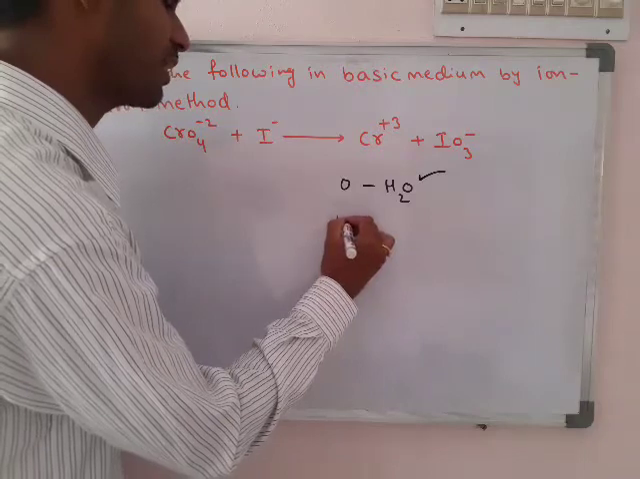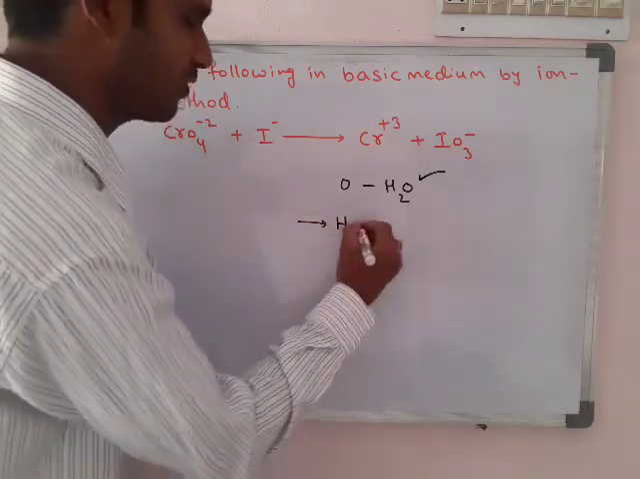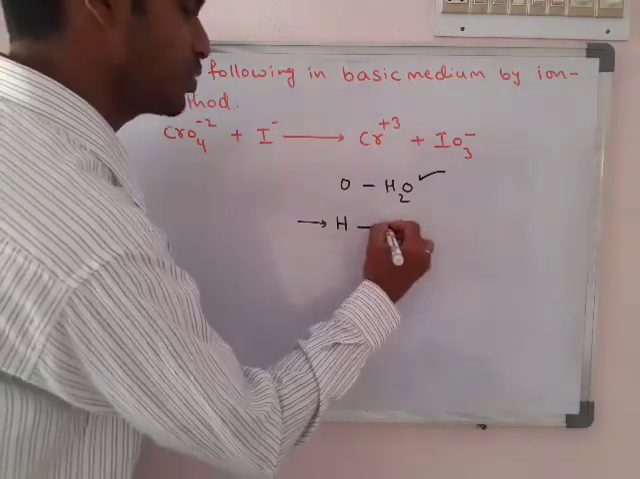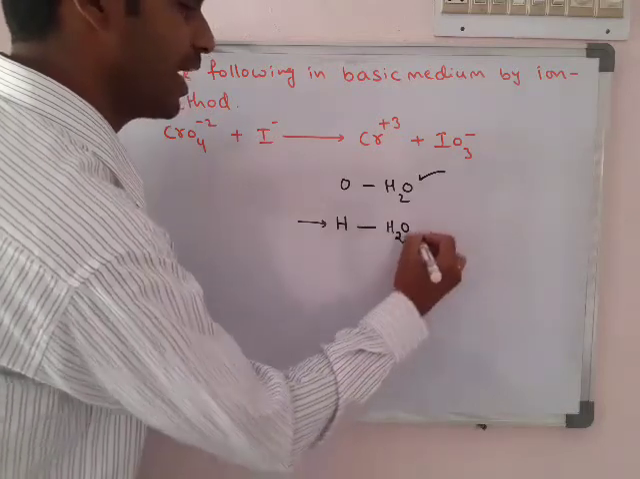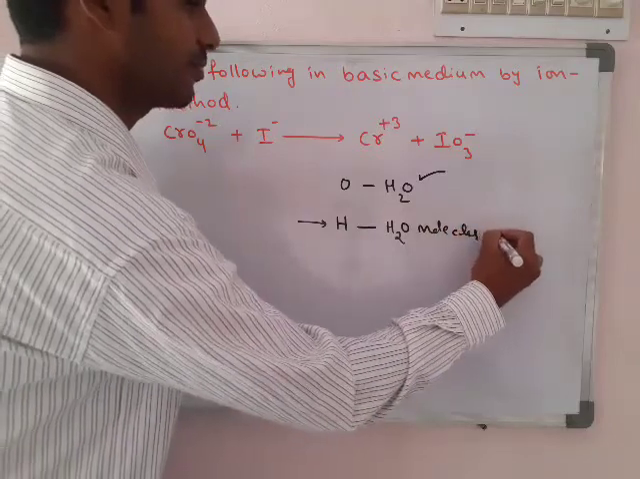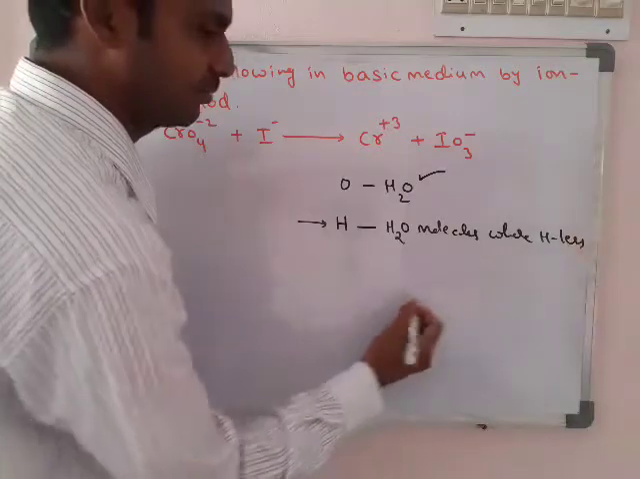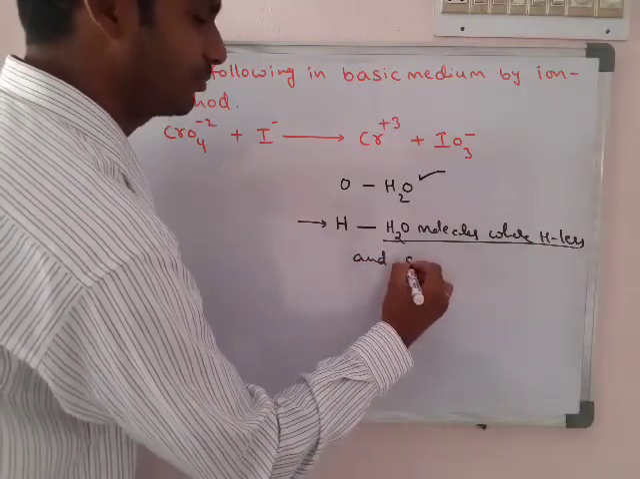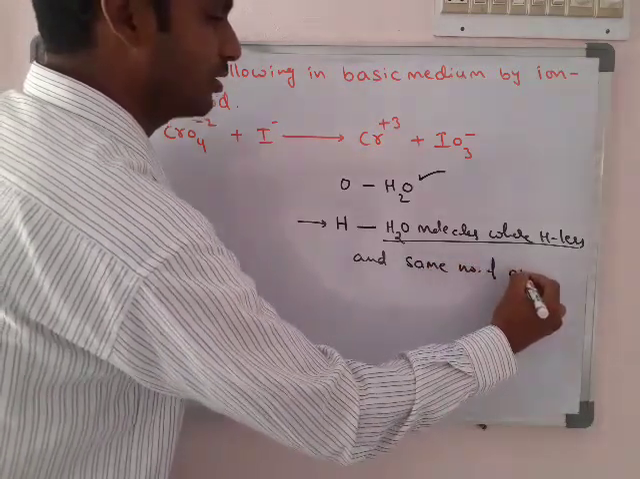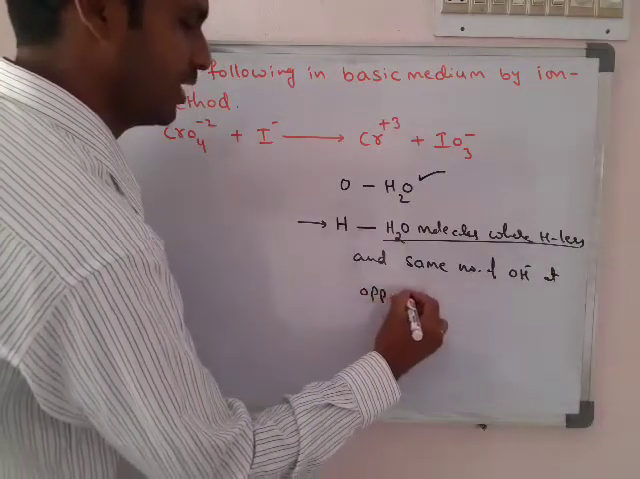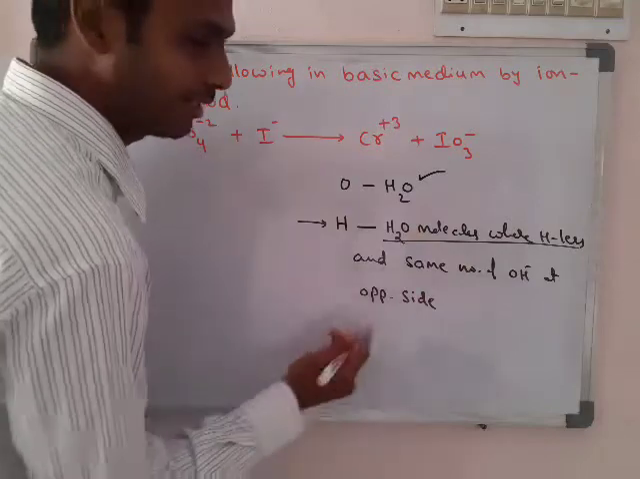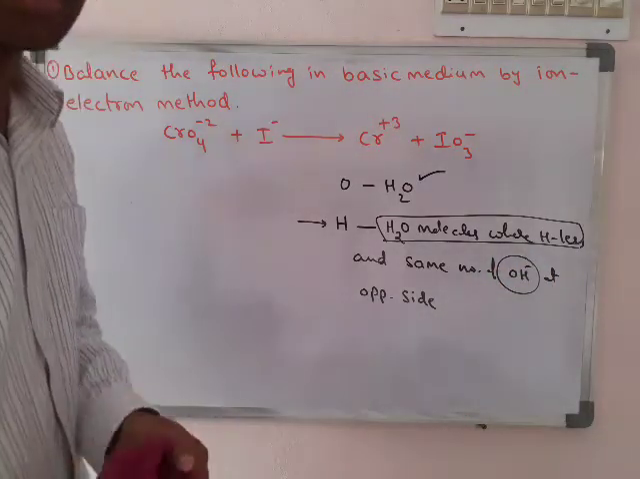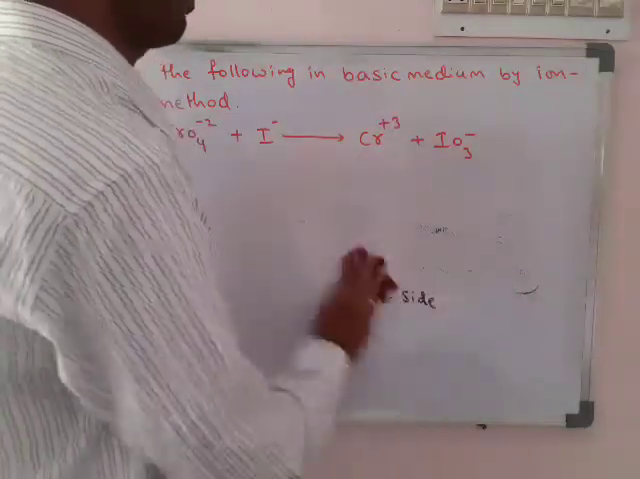In basic medium, the only difference is the balancing of hydrogen. There are two processes: add H2O molecules on the side where hydrogens are less, and add the same number of OH minus on the opposite side. That is the only difference; the remaining process is 100% the same. That is the only exception.